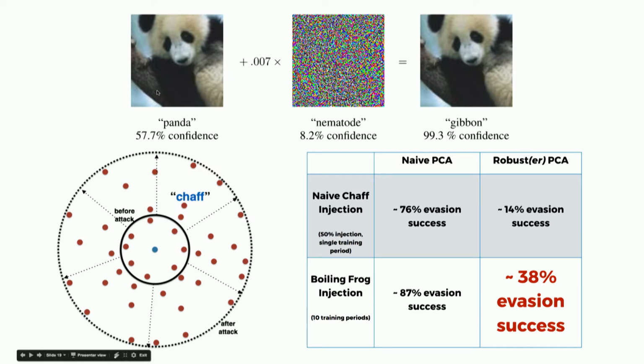In the top left, you see a picture of a panda, and there's a machine learning classifier that is trained with 99.9% testing accuracy on this very famous CIFAR10 dataset. This algorithm classifies this image as a panda with about 60% confidence. Then you just add in some noise.